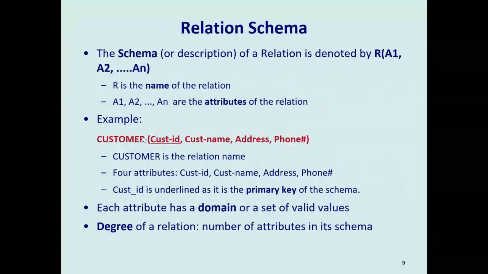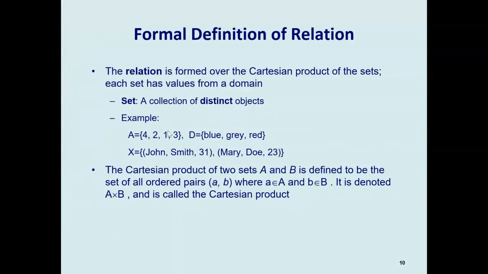Then we're going to have a formal definition of relation, according to the relational data model concept. A relation is formed over the Cartesian product of sets. So then I'm asking, what is a set? A set is a mathematical term. A set is a collection of distinct elements or objects.